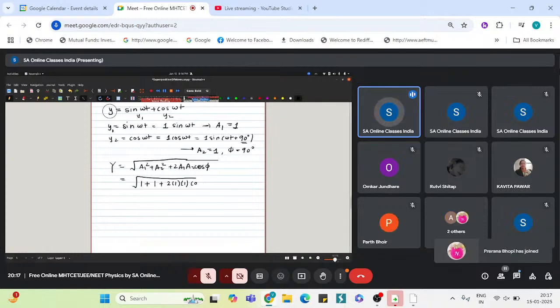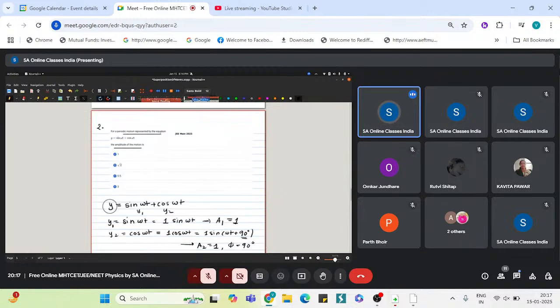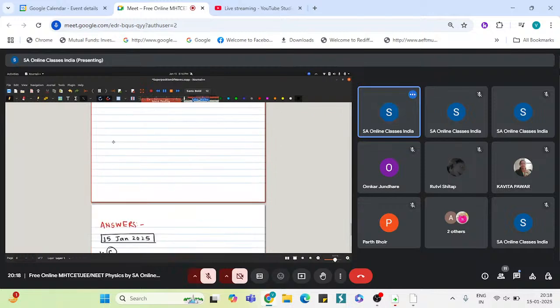So this will be 2 into A1 is 1, A2 is 1, and then cos phi where phi is 90 degrees. Cos 90 degrees is going to be 0, so this term is completely equal to 0. Then 1 plus 1 is 2, and this is just going to be root 2. So the resultant amplitude is root 2, and this is what they're asking. The amplitude of the resultant motion is root 2, so option B is correct, which is also given here.